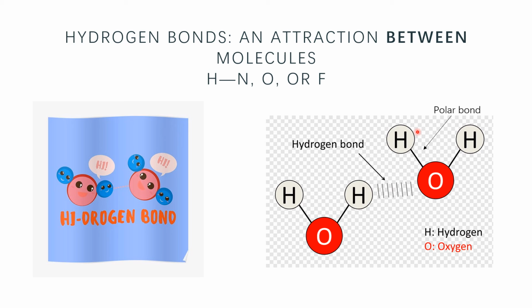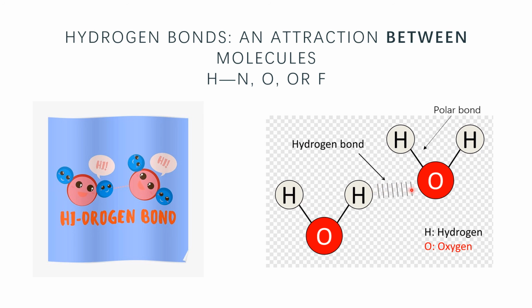And the last one we're going to talk about is hydrogen bonds. Hydrogen bonds are created from an attraction between molecules, generally between a hydrogen and a nitrogen, oxygen, or fluorine. If you look on the screen, the hydrogen bond is the area right here, which is between the hydrogen of one molecule and the oxygen of the other. The bonds inside of the molecules are polar bonds.